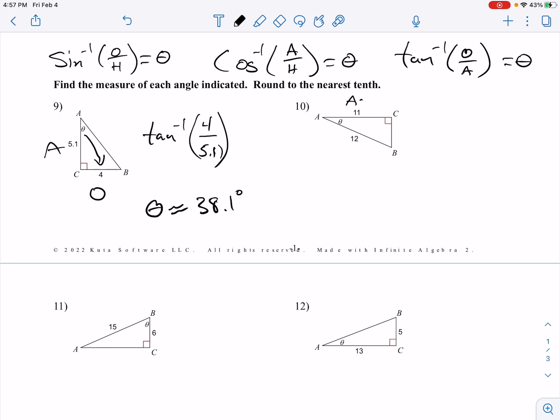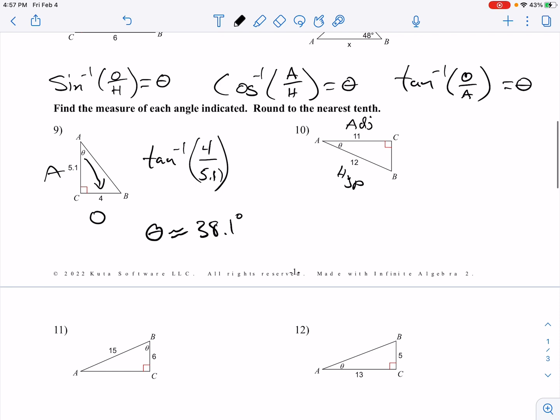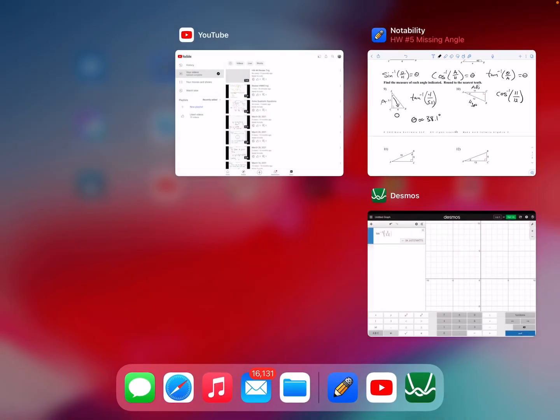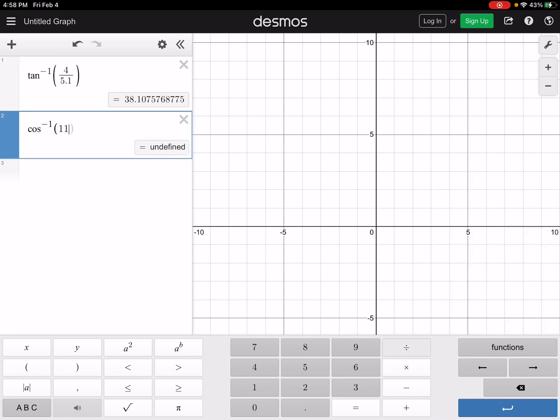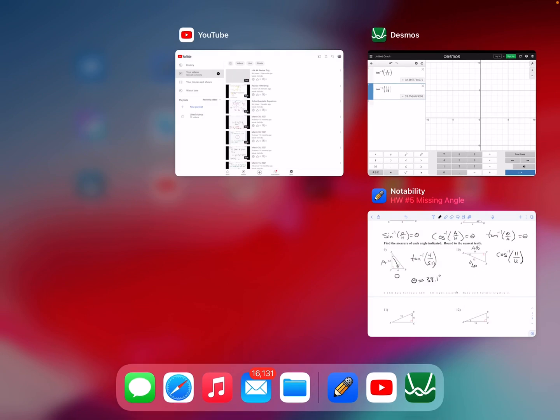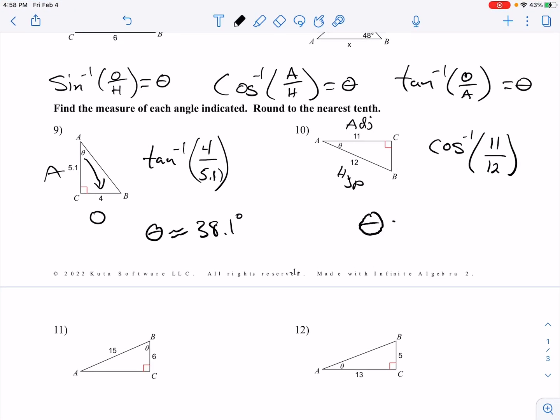Let's see, this is the adjacent, and this is the hypotenuse. Adjacent hypotenuse uses cosine. So the cosine inverse, we always use inverse when we're looking for an angle, of 11, the adjacent, over 12, the hypotenuse. Cosine inverse, 11 over 12. So if we go to the nearest tenth, we'll say 23.6. Theta is about 23.6 degrees if we round to the nearest tenth.